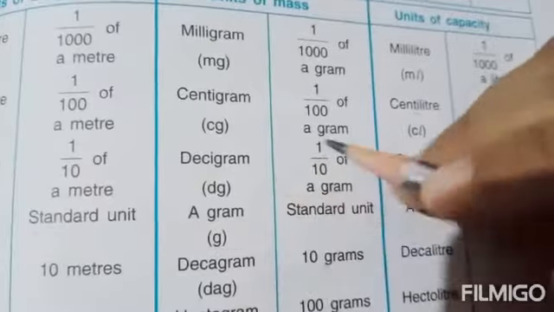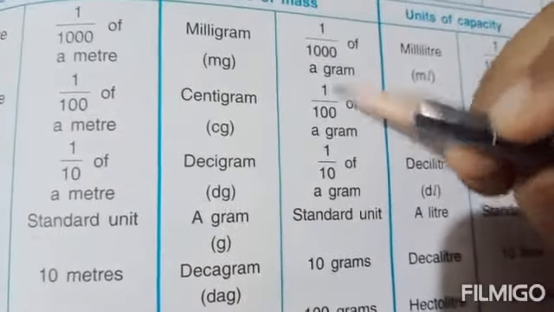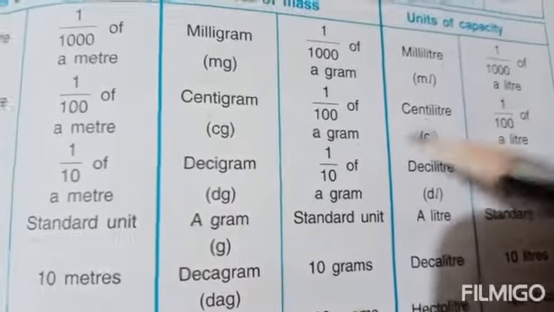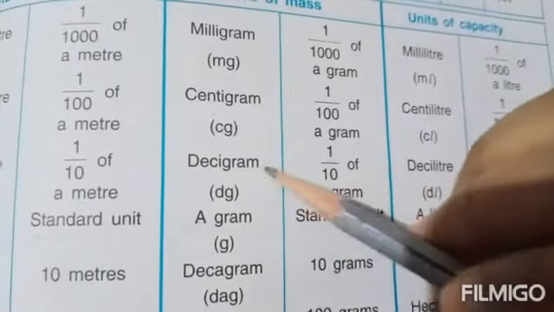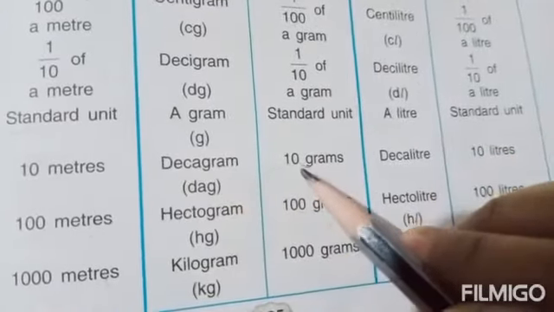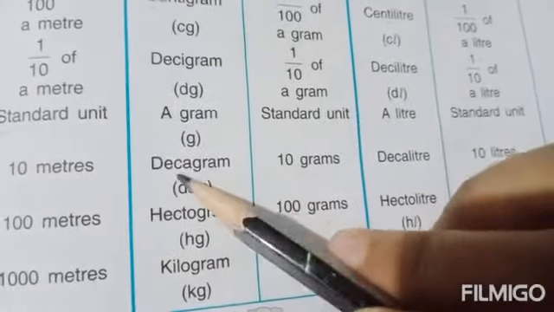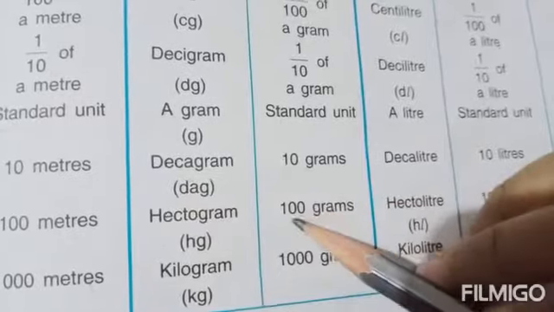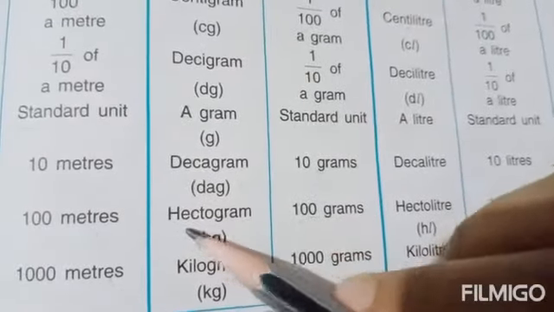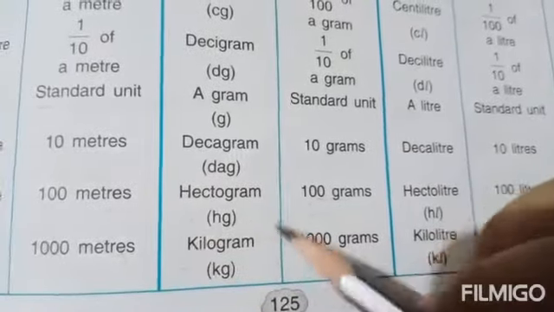Next, decigram, it is 1 by 10 of a gram. That is, if 1 gram is divided into 10 equal parts, each part is called a decigram. Then a gram, that is the standard unit. Then decagram, it is 10 grams. 10 grams will make a decagram. 100 grams will make a hectogram. Then 1000 grams will make a kilogram.